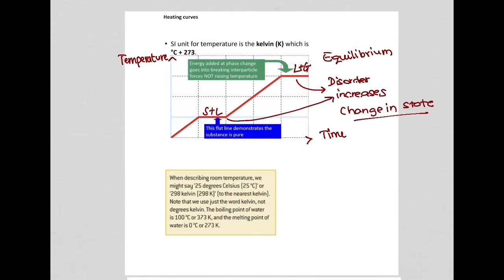Now note that the SI unit of temperature is Kelvin. And for you to convert degrees Celsius to Kelvin, you're going to add 273. And to convert Kelvin to degrees Celsius, you're going to subtract 273. And please note that we do not say degrees Kelvin, it's just Kelvin.